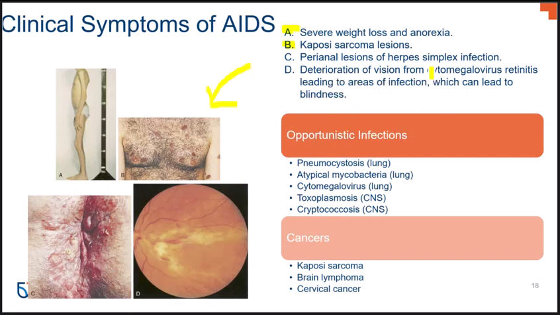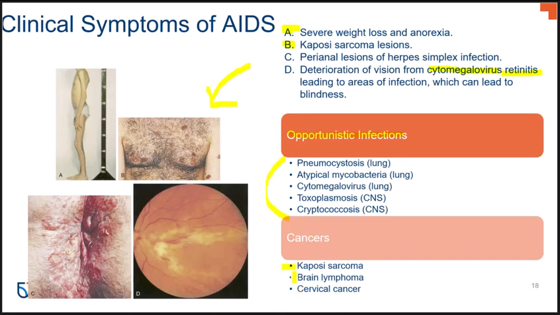Deterioration of a person's vision from what's called cytomegalovirus, which ends up causing inflammation of the retina, can lead to blindness. We talked about opportunistic infections, so we can have some of these pathogens: pneumocystosis, atypical mycobacteria, cytomegalovirus, toxoplasmosis, and cryptococcosis, which can all cause what we call opportunistic infections within the body, which a person with a normal functioning immune system should be able to resist a severe infection from.